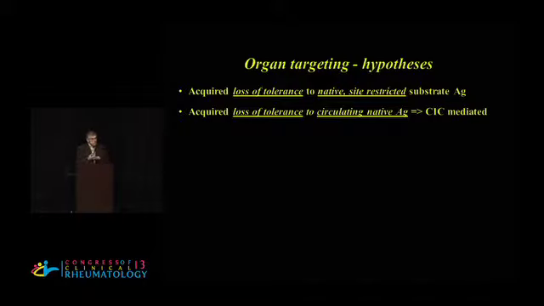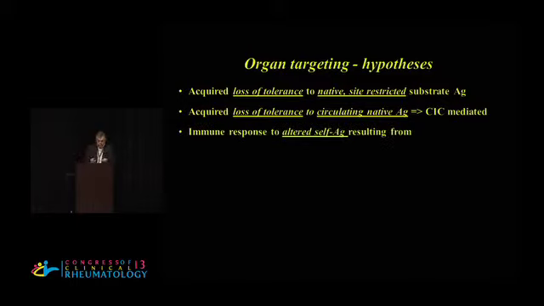So I think a lot of us have been conditioned into thinking that with autoimmunity, we're almost always talking about loss of tolerance to self, to native antigen that has not been a modified antigen, and that perhaps the organ targeting that we see is because that native antigen is restricted to one organ. Or perhaps there's been loss of tolerance to circulating antigens, and then circulating immune complexes may form, and then they target certain organs but not others. But we don't usually ask ourselves why that organ and why not another.